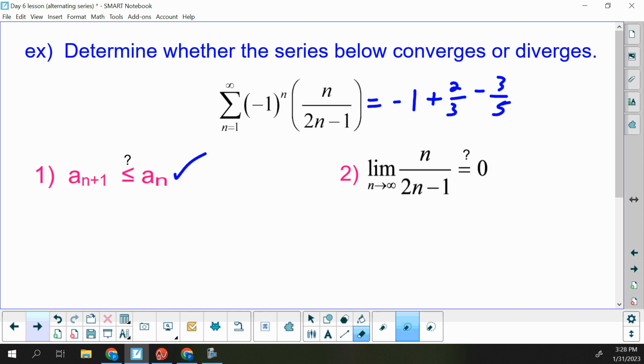And our individual terms getting to 0? Well, let's see. We've got the same degree, so the ratio of the leading coefficients, this would actually not go to 0. It would go to 1/2. So category 2 did not apply. If your individual terms are not going to 0, this automatically diverges by the nth term test.